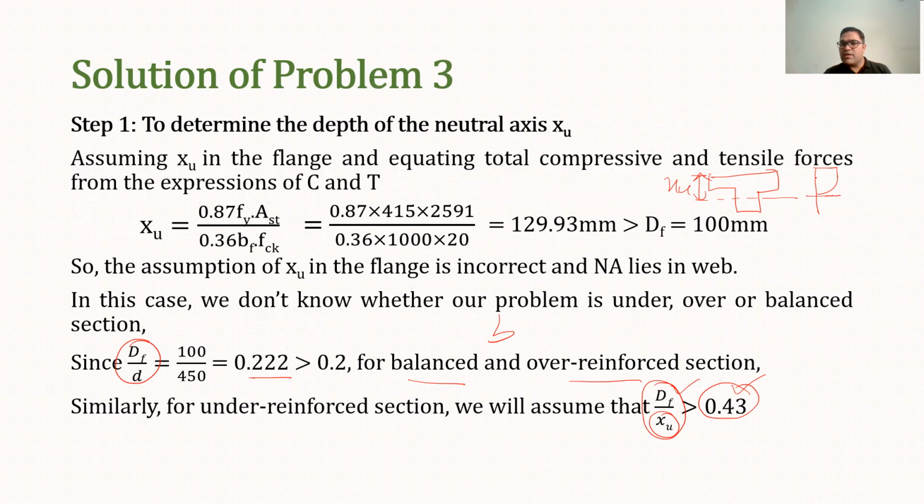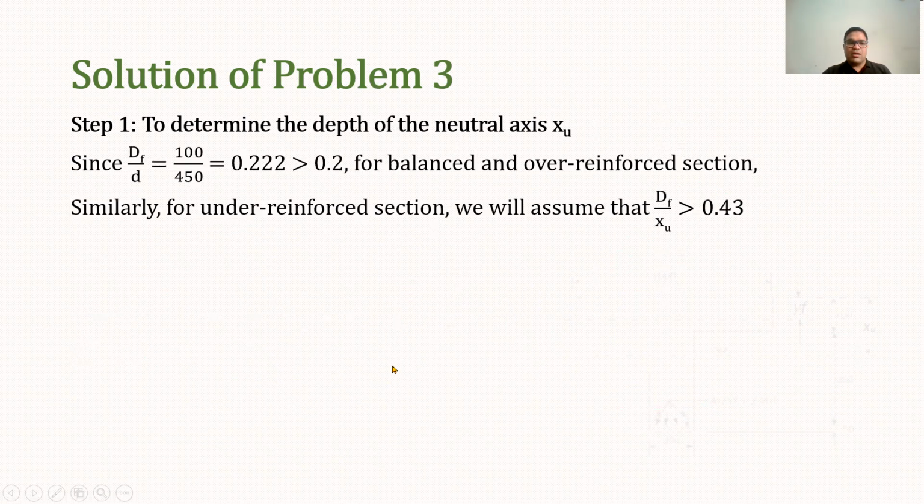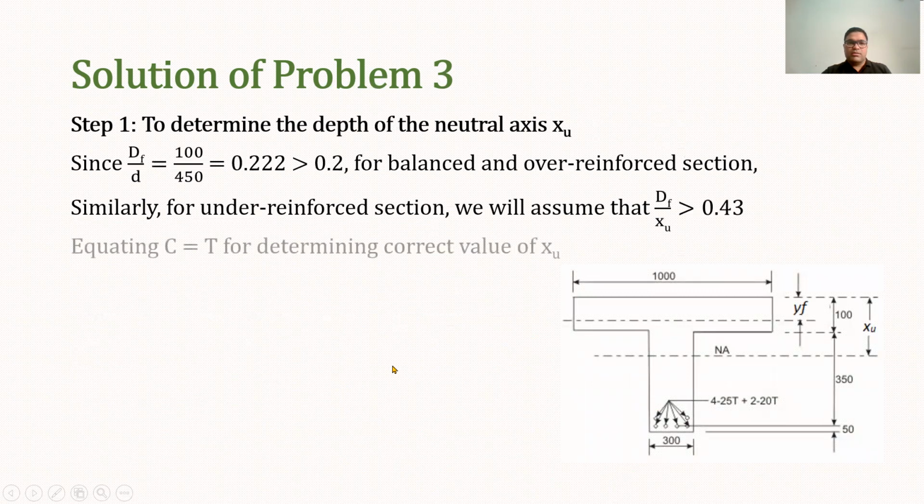So for how much part it is constant, that depth is YF. We calculate this YF when our case belongs to either 2B, 3B or 4B. In that case we find out YF. So we assume that our case will be the B part. In that case we will now equate C and T to find out the correct value of XU.